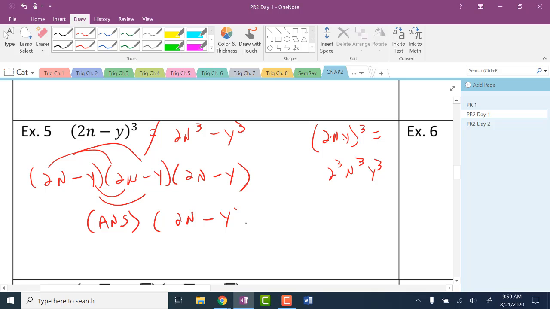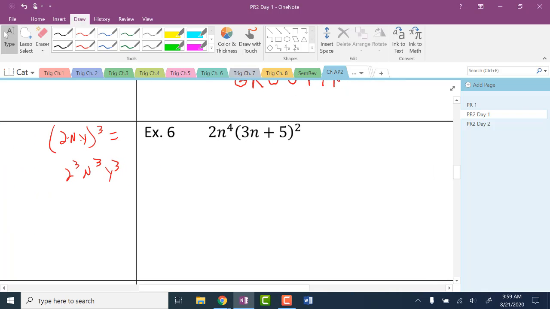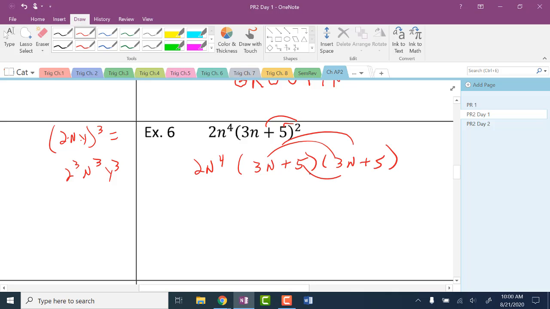And that would be more than a FOIL. There'd be 6 multiplications and so on and so forth. But because of time, I want to get to the factoring. Same thing with this one. You do not distribute. No. You do not square and square. What you do is write this 3n plus 5 twice, because that's what a square means. And then I'm going to do the same like the last example. FOIL. Get that answer. And then distribute.